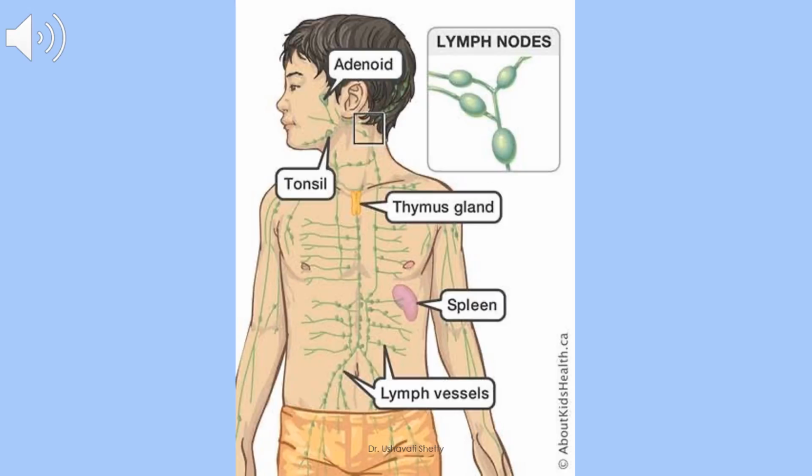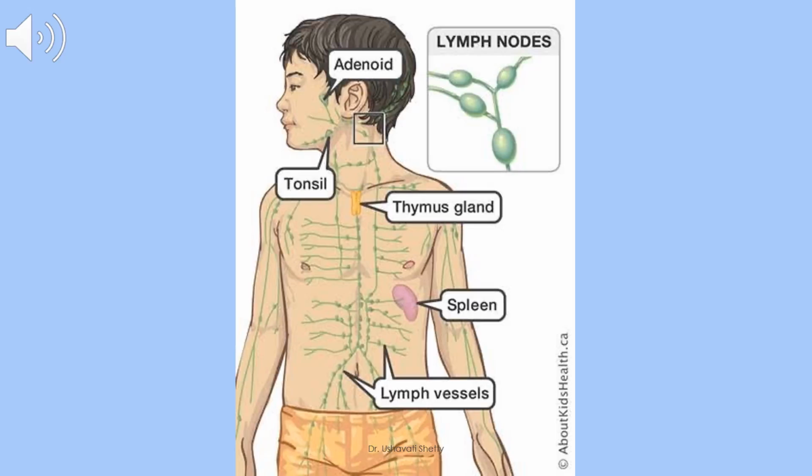Lymph. It is a straw-colored fluid present in the lymph vessels. It has a composition similar to that of the blood, except that it mainly has white blood cells. It lacks red blood cells. Absence of erythrocytes gives it the straw color.